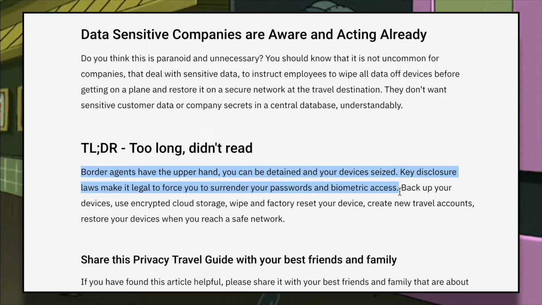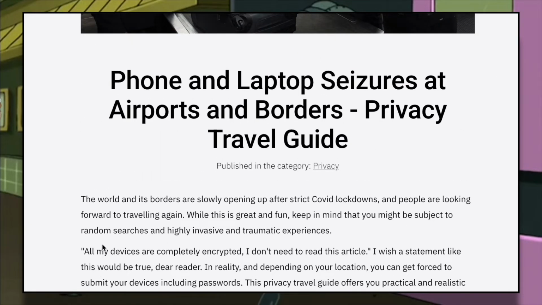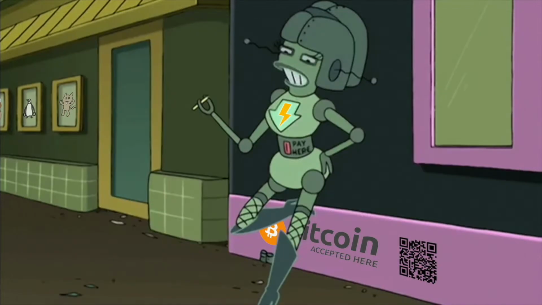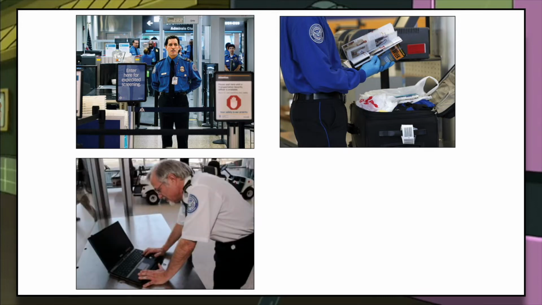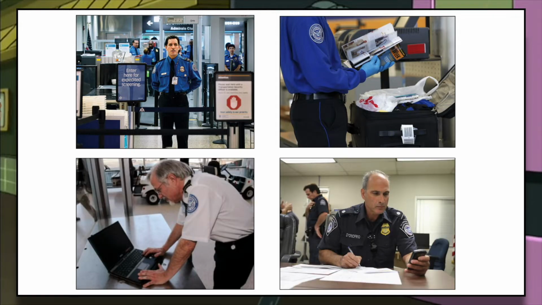You can be detained and your devices seized. Key disclosure laws make it legal to force you to surrender your passwords and biometric access. And if right now you're thinking, all my devices are completely encrypted, I don't need to read this article, then you definitely need to read the article and watch this video. As you will have guessed by now, privacy violation across borders and checkpoints is not getting better. It's getting worse. Law enforcement officers at the airport are going through your bags, your laptops, and especially your phone, in greater numbers than ever.